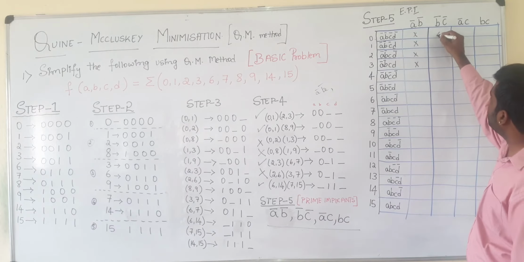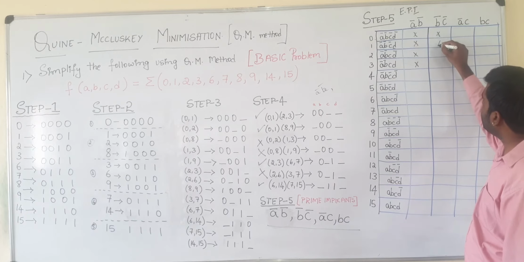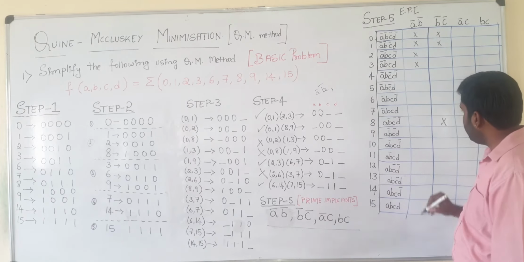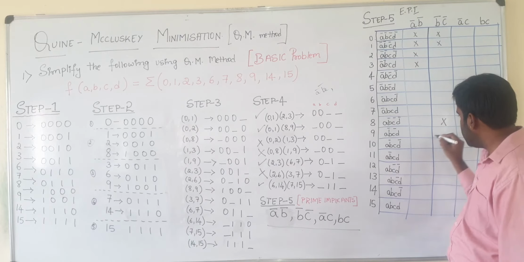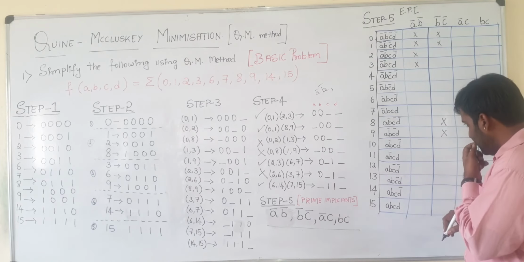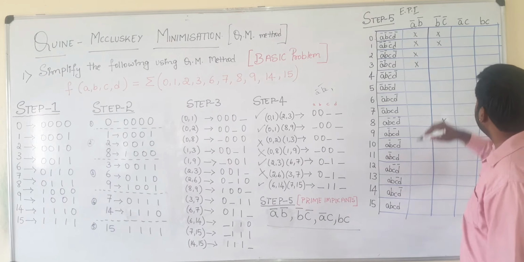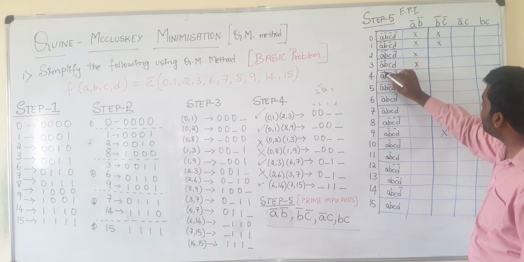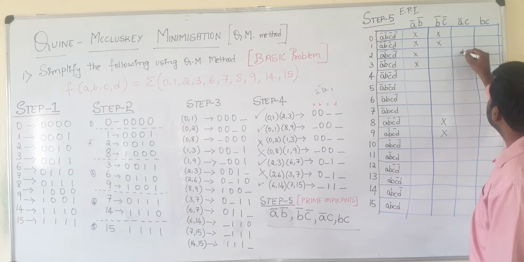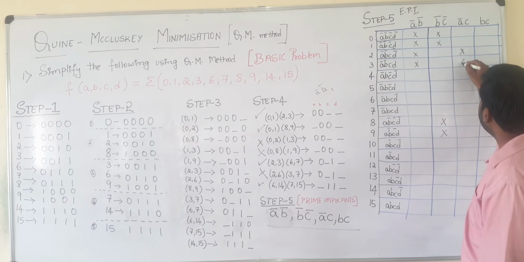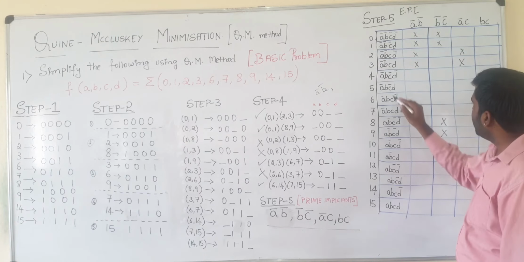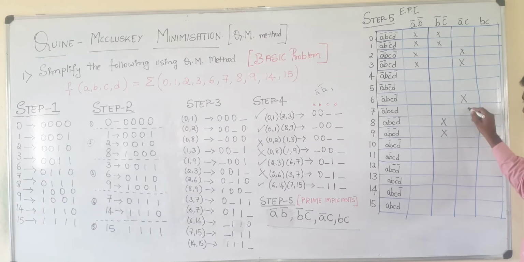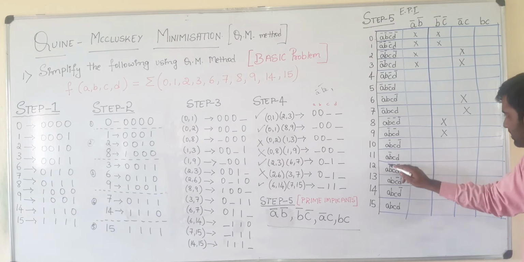B bar C bar is here, here, here, and here. Next, nowhere else. Next, A bar C: here I am having A bar C, here A bar C, here A bar C, and next here I am having A bar C.